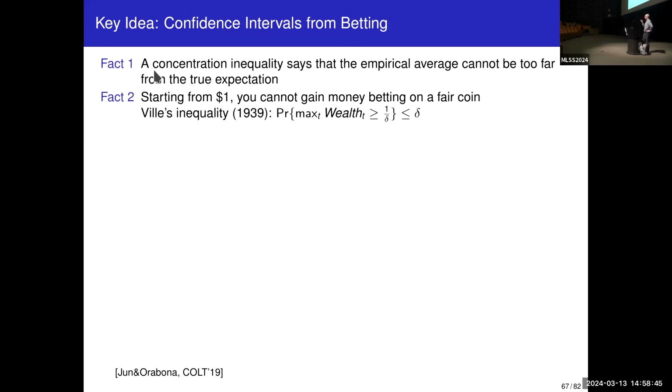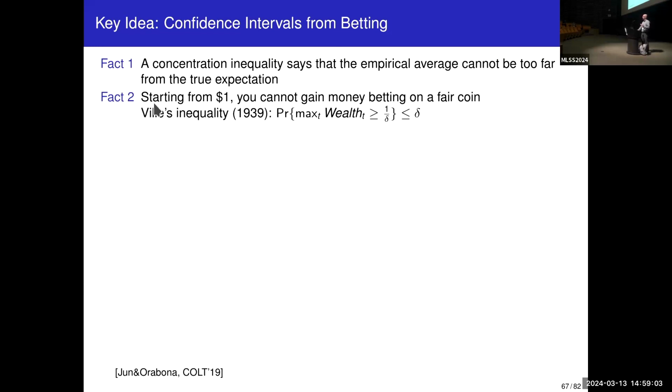What does a concentration inequality say? What is the meaning of a concentration inequality? A concentration inequality says, if I take many, many random variables, IID, let's say, and I take their average, this empirical average cannot be too far from the true average, right?